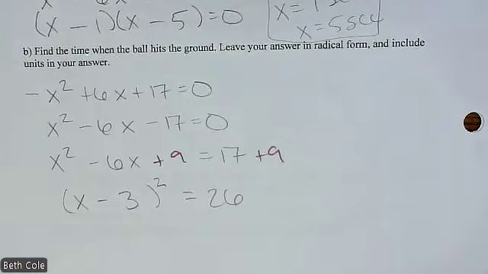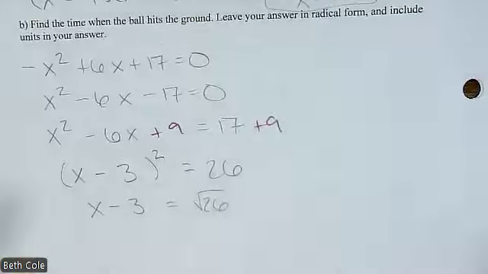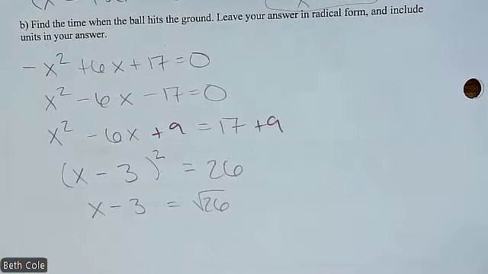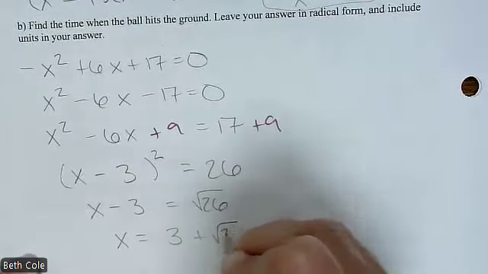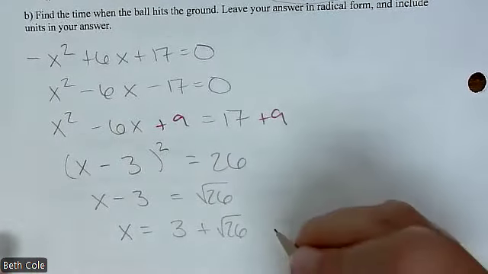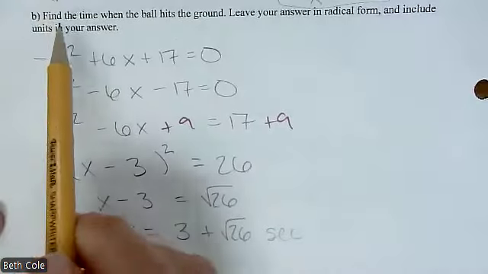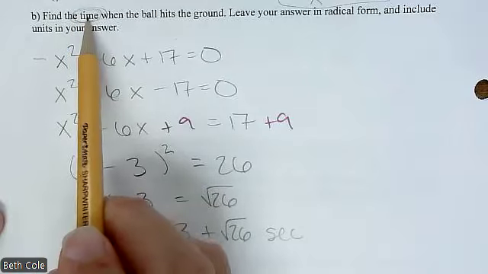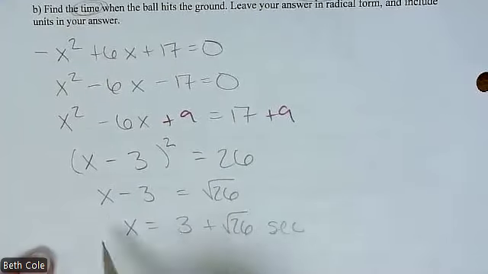If you put plus and minus, that's fine. For heaven's sake, it's the right answer. But we don't do negative times, so just the positive one. And it'll be 3 plus square root of 26, what? So if you aren't sure about the units, reread the question. See how it says find the time? It's going to tell you, okay?